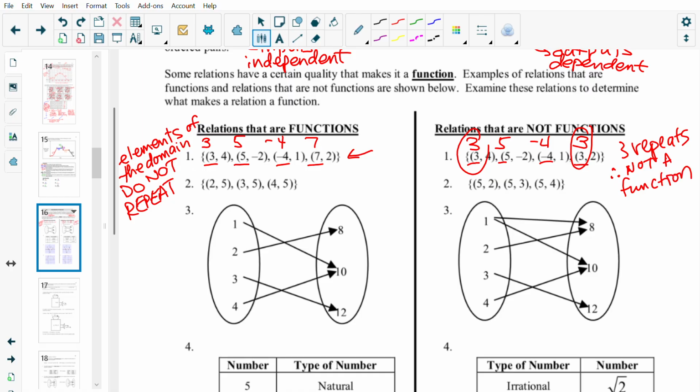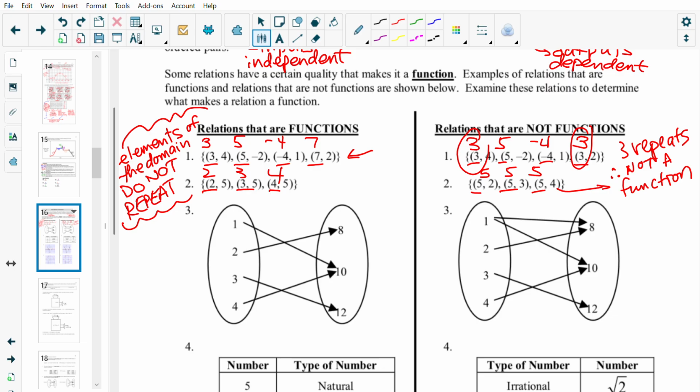Next one. 2, 3, and 4. Once again, elements of the domain do not repeat. Then 5, 5, 5. Once again, 5, 5, 5. Not a function because the 5 repeats.